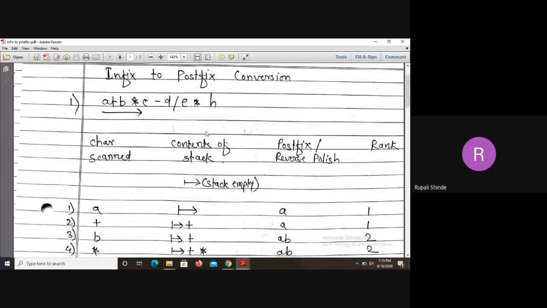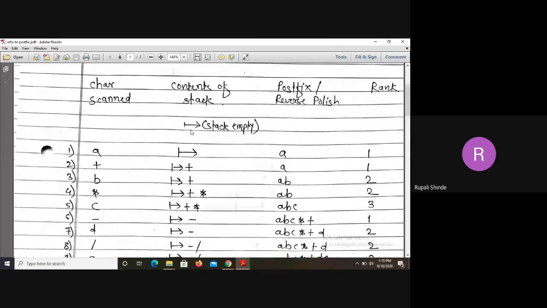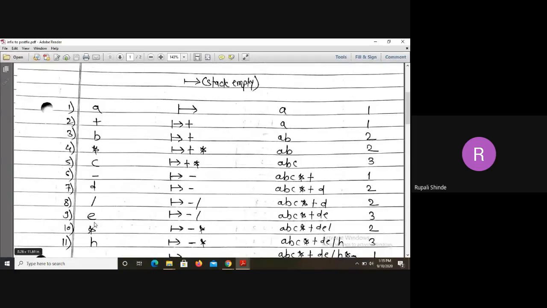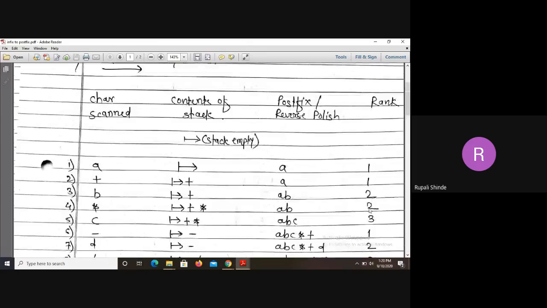Now the next character is E, symbol E. Again this is an operand, that's why we have to write it into postfix form. So after D we can place E. So again check for rank 1, 2, 3, 4, 5. 5 minus 2 is 3.